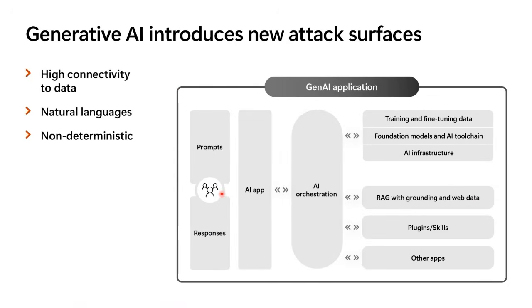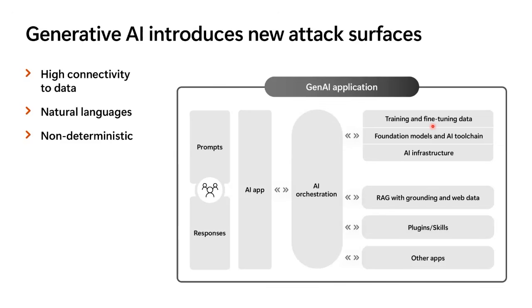Let's take a closer look under the covers at the components of typical GenAI applications. You will see that GenAI applications expose new attack surfaces and have some unique characteristics. First is the data. We know that data is the fuel that powers AI. And as a result, these apps have a strong dependency on data. There is training data that you see here for the foundation models. There is fine-tuning data to customize the model. There is grounding and web data and RAG processes.